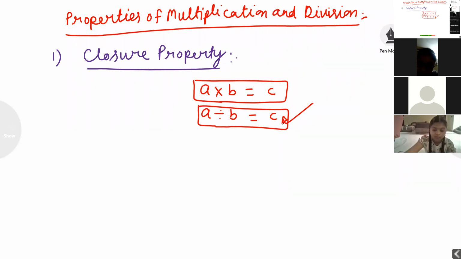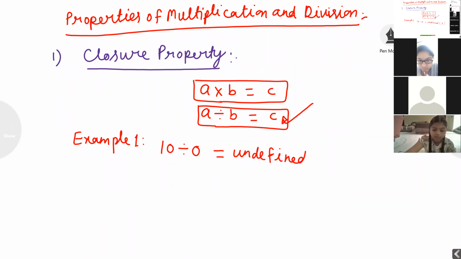Suppose I'm writing 10 divided by 0. Concentrate, everyone, don't write. I'm writing the example first. 10 divided by 0. Any number divided by 0, what answer will come? Undefined. Undefined is not a number. That's why we can't apply closure property in the case of division.